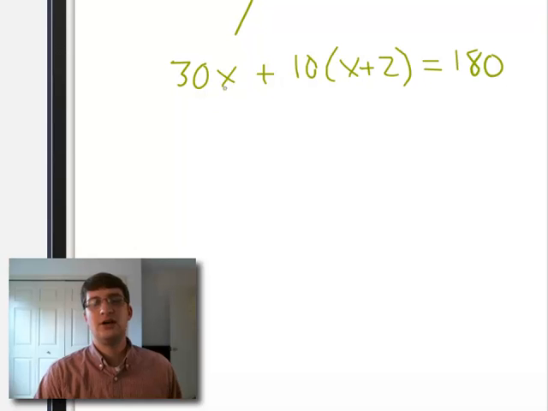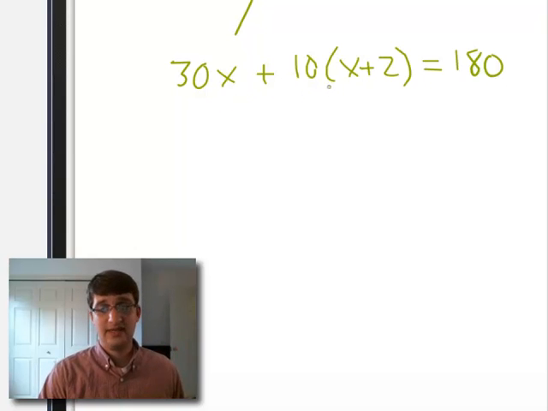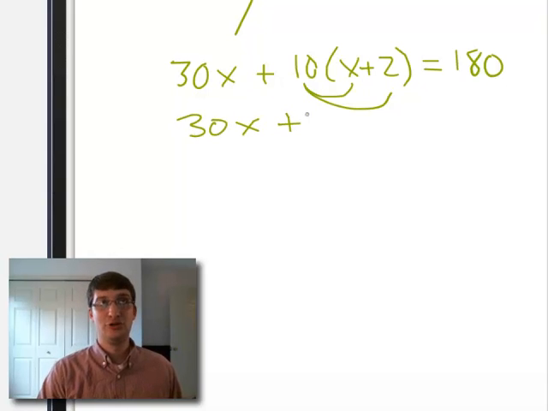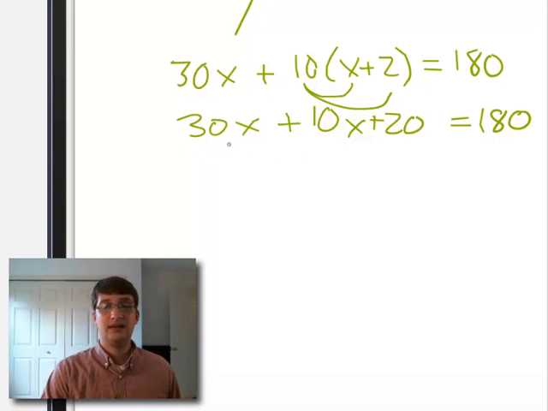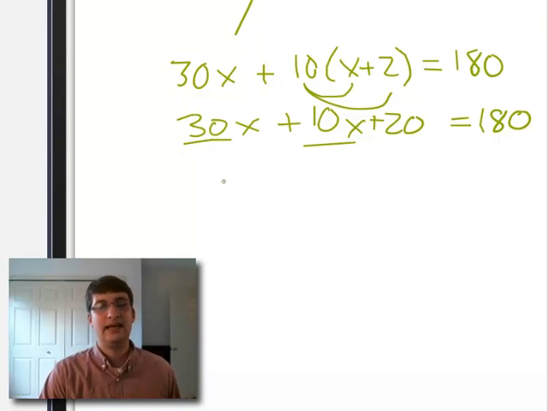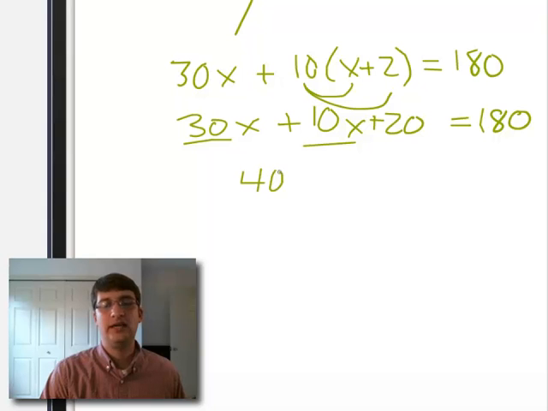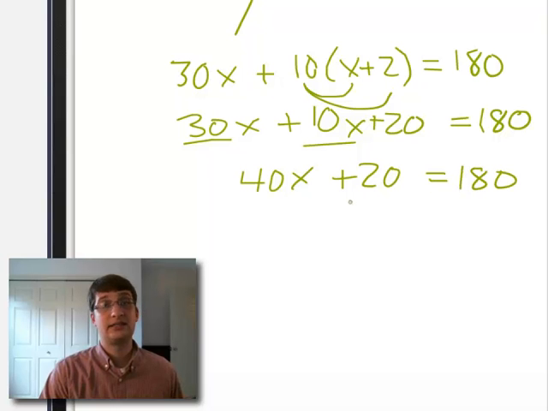First of all, I'm going to simplify the left side. I got 10x, and 10 times 2 is going to be 20, equals 180. Now I'm going to combine like terms here. I got 30x and 10x, and that combines to be 40x, plus 20 equals 180. Now I got to subtract 20 from both sides.